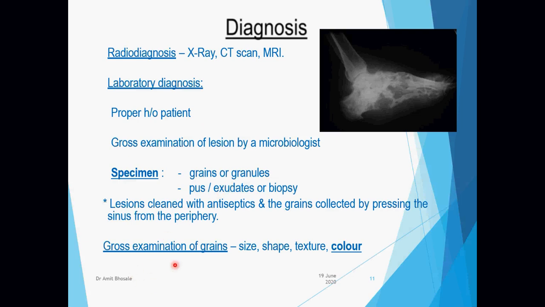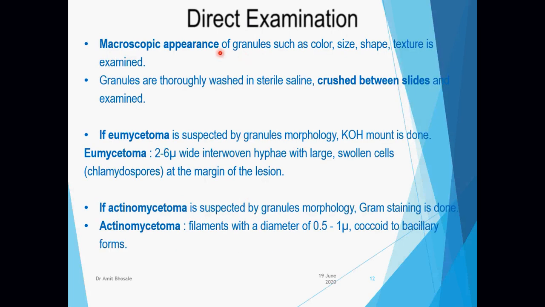Gross examination of the grains is done: size of the grain, shape, texture and color. The most important part in the examination of grains is the color.